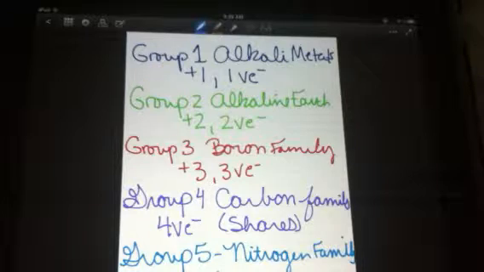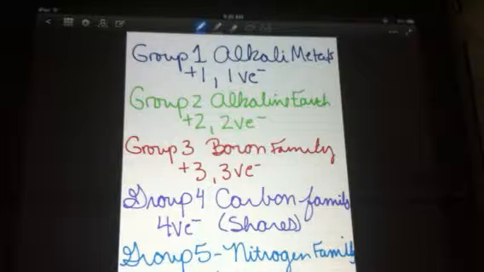Group 4 is halfway in between groups 1 to 8, so group 4 is called the carbon family. We say they have 4 valence electrons, and generally we're going to say that they share electrons. We will find out later there are a few exceptions in that group, but for right now, that's what you're going to believe. Group 5 is called the nitrogen family.